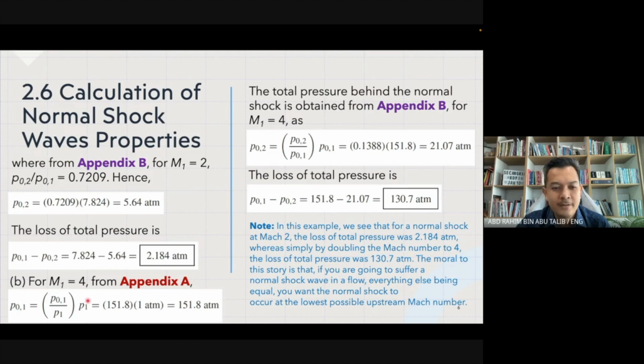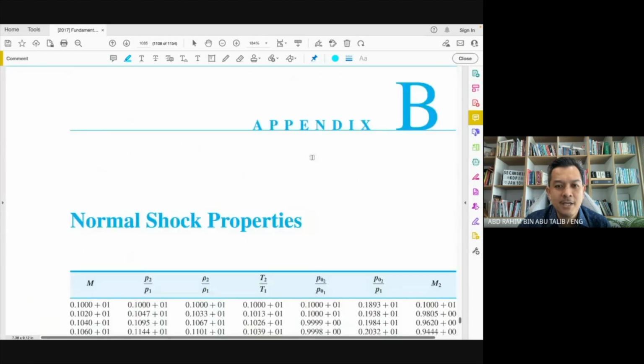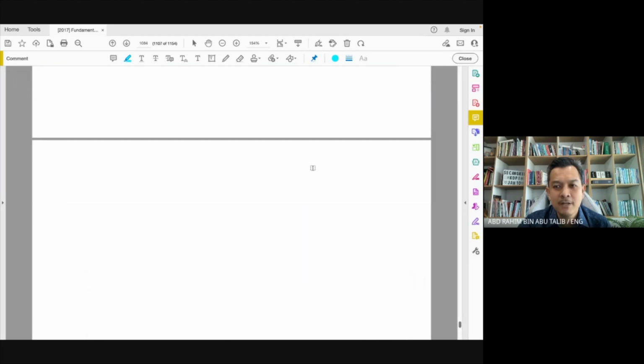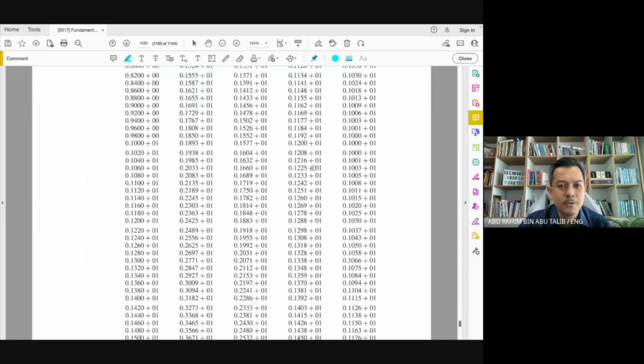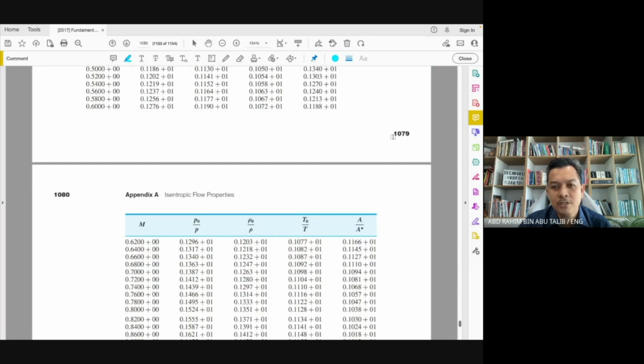All right. Before we go further, as I said, we want to look into Appendix A so that we can confirm that the values are equal. Let us look into Appendix A for the first situation, when M1 equal to 2, you get these values. Let me just switch to Appendix A. Appendix A gives the isentropic flow properties. This is Appendix A, which is on page 1079.